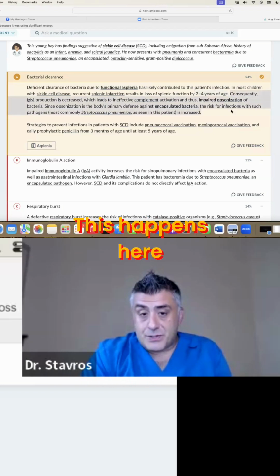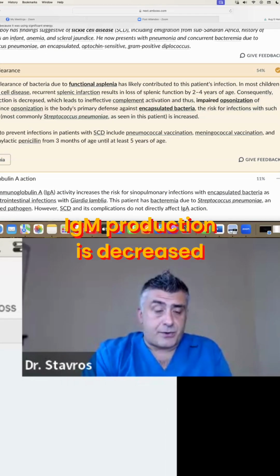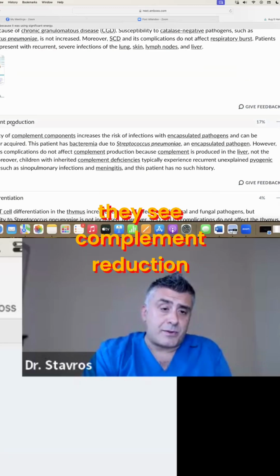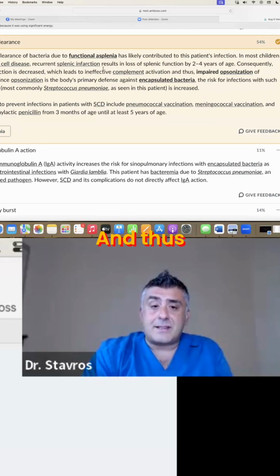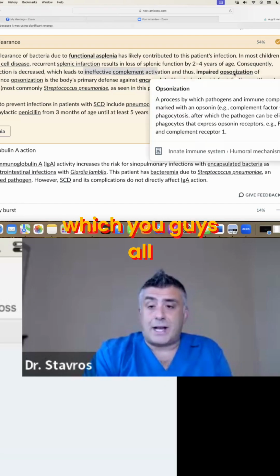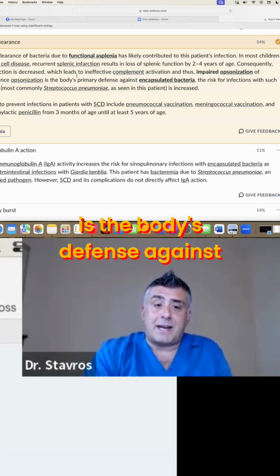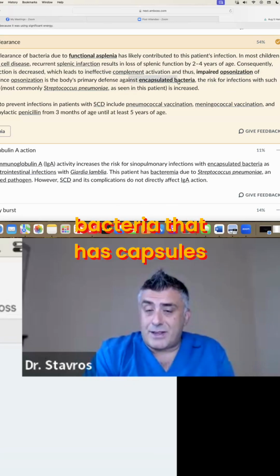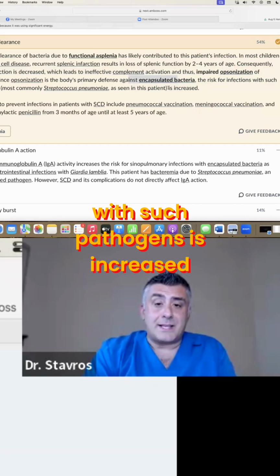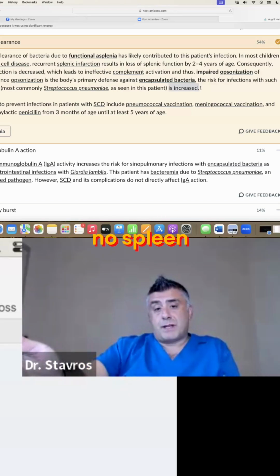This happens here. So see, this explanation is pretty good, because if you go further, it says IgM production is decreased, which leads to ineffective complement activation. Maybe you'd think they see decreased complement production, but it's actually the opposite. Thus, ineffective complement activation, thus impaired opsonization of bacteria, which you all need to know. Since this is the body's defense against bacteria that have capsules around them, the risk of infection with such pathogens is increased. So anything that has a capsule will be a problem if you have no spleen, right?